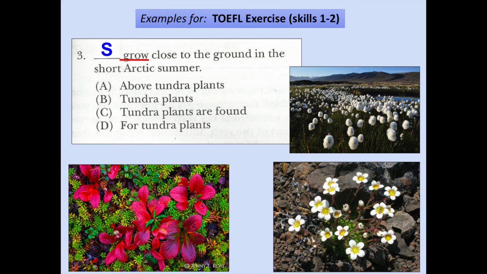For number 3, the sentence has a verb, grow, but it does not have a subject. So we already said that our answer needs to be a subject. If you look at the answer options, you see that A and D start with prepositions. And if you remember from Skill 2, the object of a preposition, which is the noun that comes after a preposition, cannot be a subject. So we know A and D cannot be our answer.